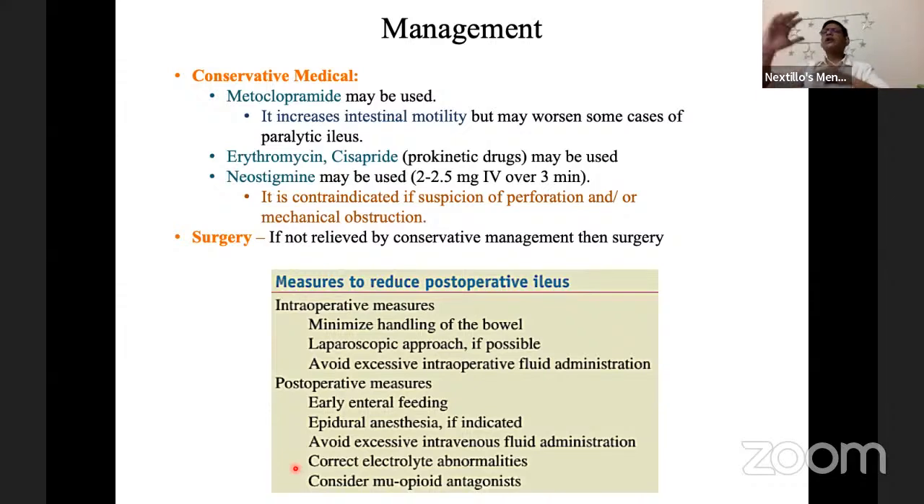So this is, in broad terms, the small bowel and the large bowel obstruction. And then we will definitely go in with some clinical conditions that are associated with the small and the large bowel obstruction.